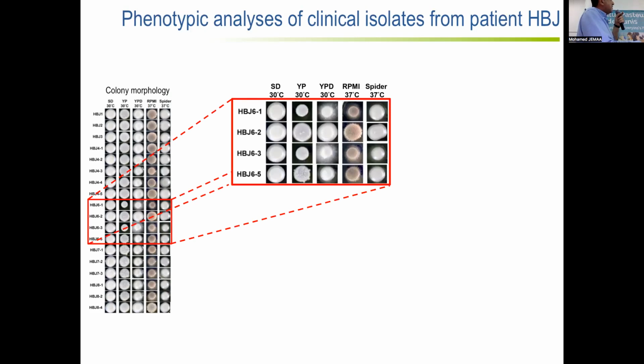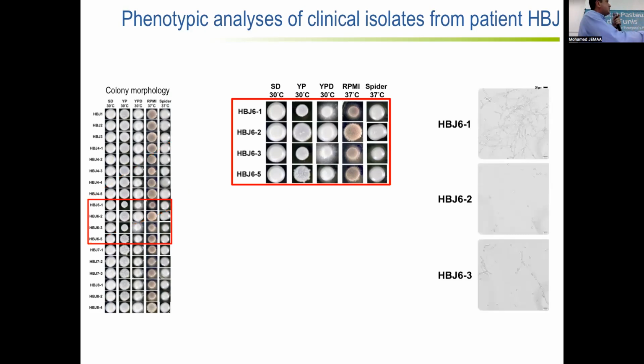See here that there are sort of filaments surrounding the colony. So Candida appears to be filamenting. A subset of the isolates from that patient appear to be filamenting. That's the case. You see cellular filamentation is observed in strain HBJ61, strain HBJ63, but not strain HBJ62.